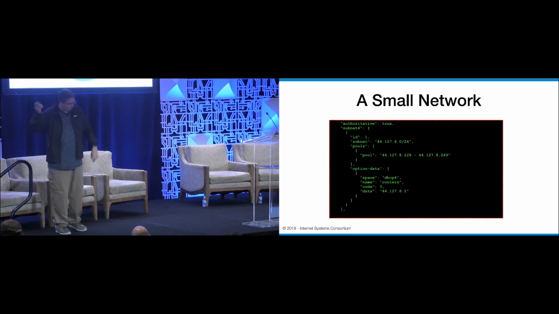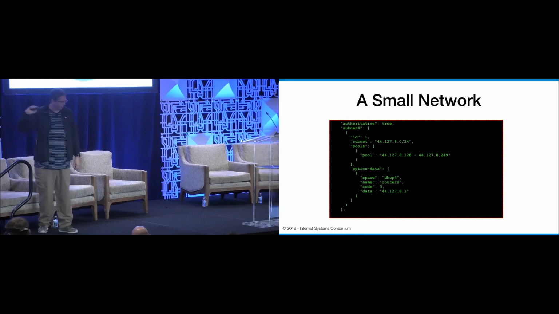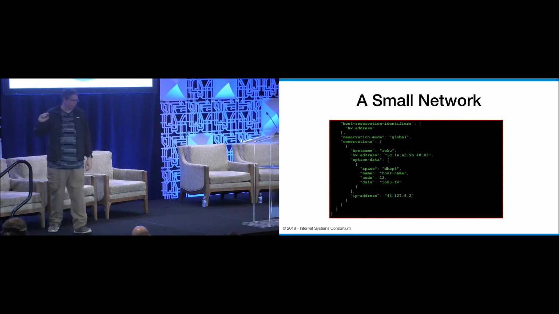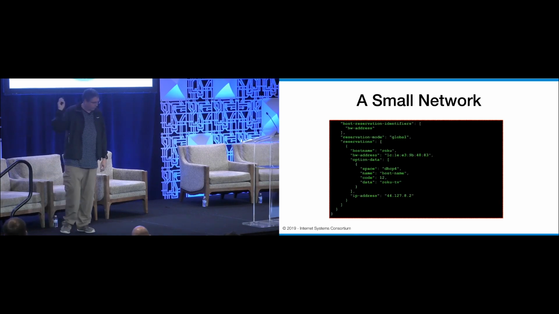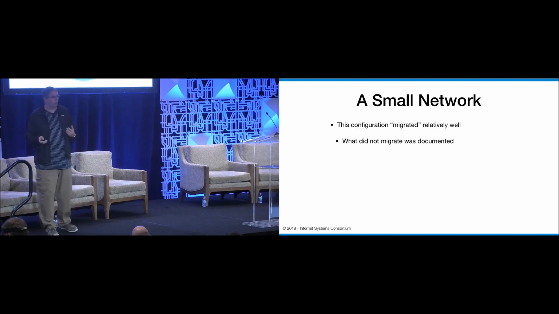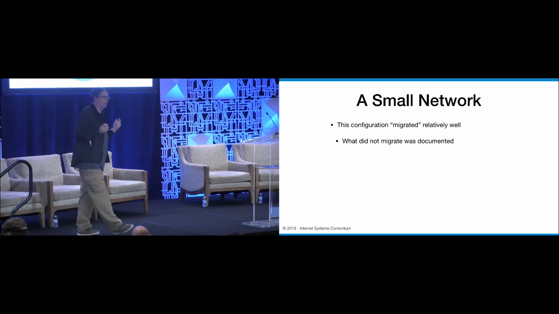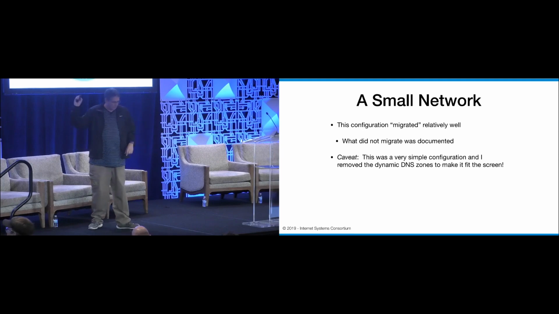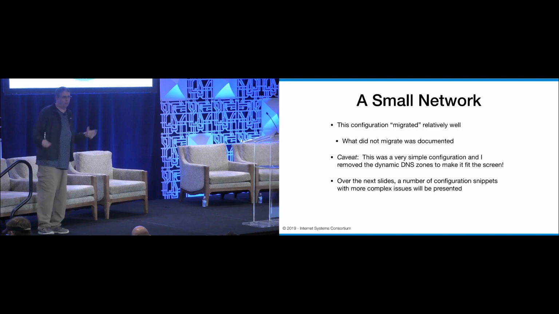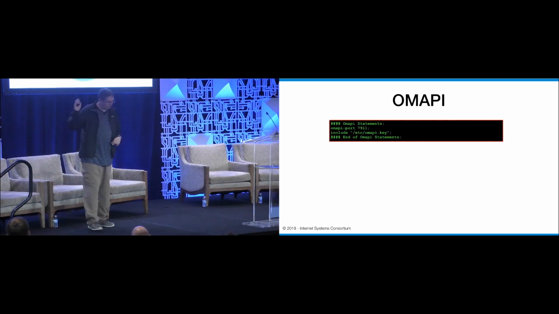Moving along, here we see a configuration that actually is correct. We see a subnet created. We see the options that are given to that subnet. We see a reservation, a hardware address, and we see the information provided with it. This configuration ran really smoothly through the migration tool. However, it was really, really simple. I actually removed dynamic DNS configuration from the example just so that it would fit within my now exhausted time.